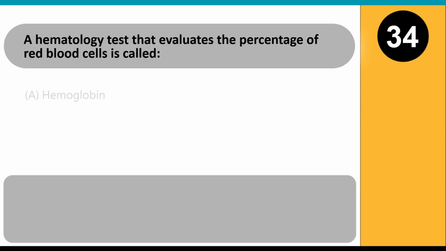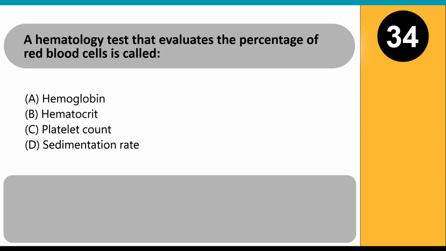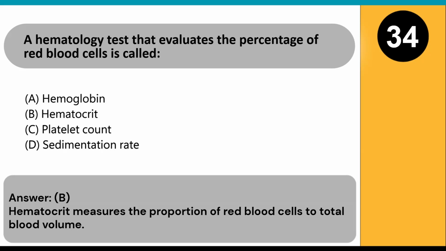A hematology test that evaluates the percentage of red blood cells is called A. Hemoglobin. B. Hematocrit. C. Platelet count. D. Sedimentation rate. Answer B. Hematocrit measures the proportion of red blood cells to total blood volume.